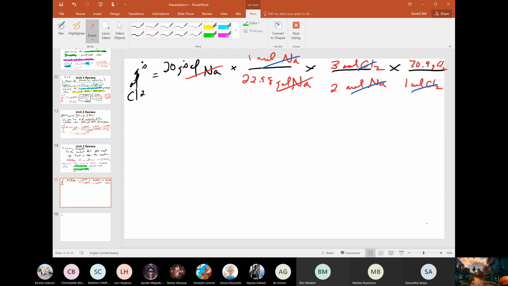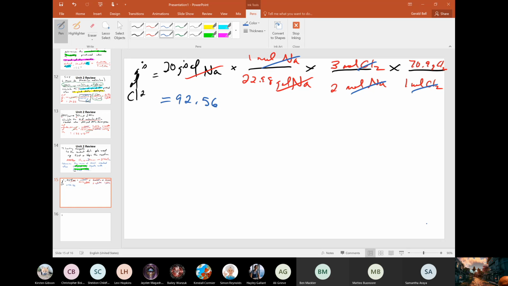So you grab the old calculator, and we're going to go 20 times 1 times 3 times 70.9, and then divide by 22.98, and then also divide by 2. And I got 92.56. Now, this number is not an answer to anything more than letting us figure out if sodium is limiting or in excess, or chlorine.